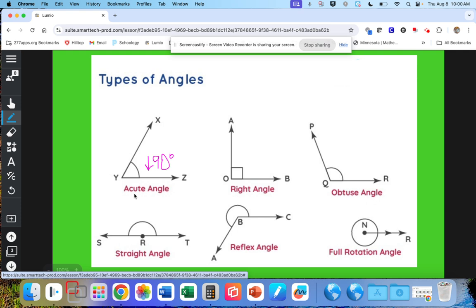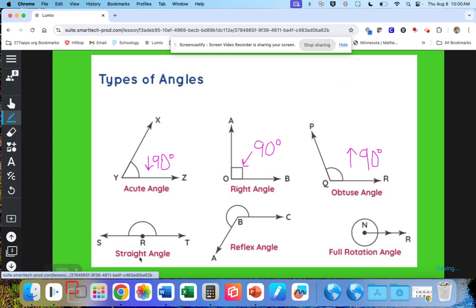The next one is a right angle. And again, it's usually identified by that box. That box right there says that it is exactly 90 degrees. The next one is obtuse. I like to say this in my big voice, obtuse, kind of like a tuba sound. And tubas are a big instrument. This one is going to be greater than 90 degrees, but less than 180 degrees.